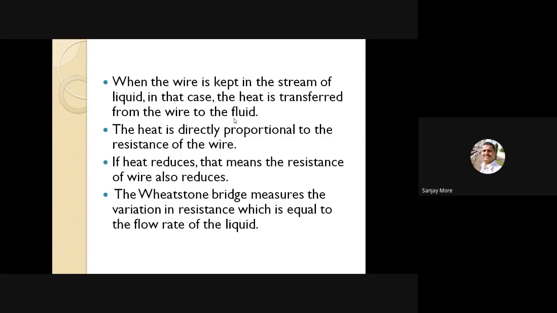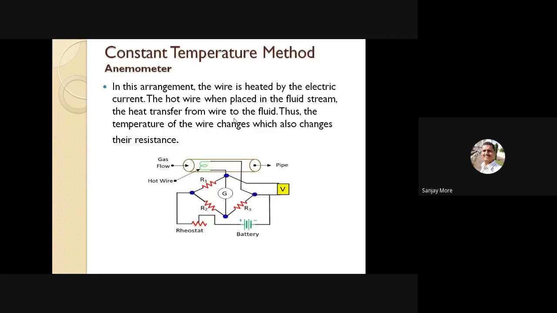Then heat reduces, it means the resistance of the wire also reduces. The heat is directly proportional to the resistance of this wire. Heat is increased, resistance is increased; heat is decreased, resistance is decreased. Then the Wheatstone bridge measures the variations in resistance, which is equal to the flow rate of the liquid. Here the Wheatstone bridge circuit is used to measure the variation in resistance, which is equal to the flow rate of the liquid.